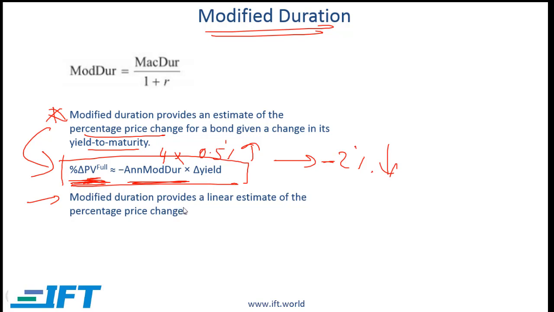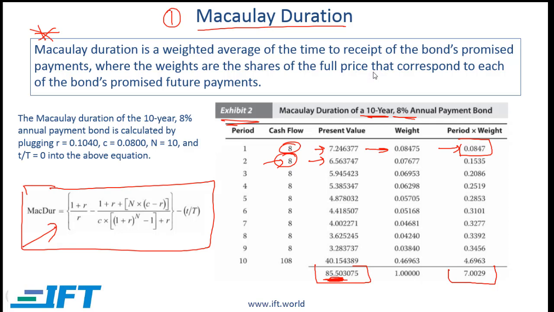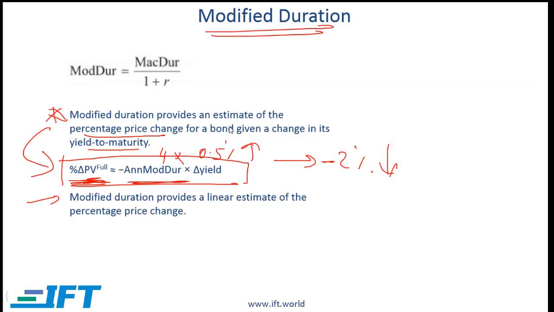Make sure that you understand the interpretation of modified duration and Macaulay duration. And just to refresh your memory, with Macaulay duration, the duration is the weighted average of the time to receipt of the bond's promised payments. And here the interpretation is that modified duration provides an estimate of the percentage price change for a bond given a change in its YTM.